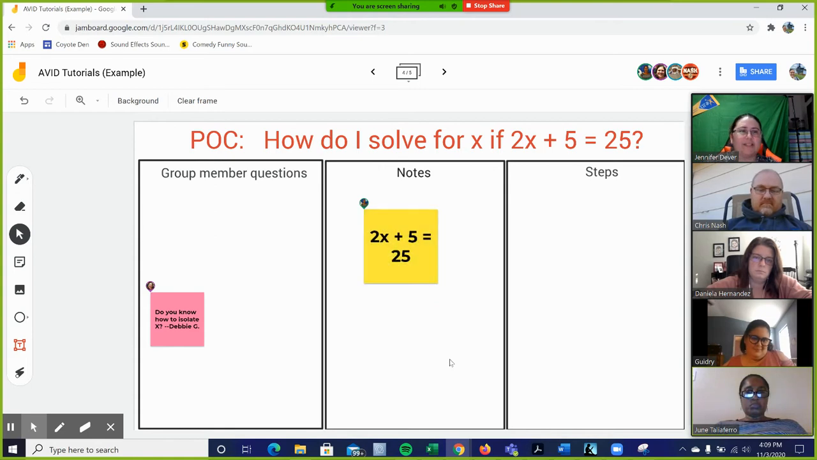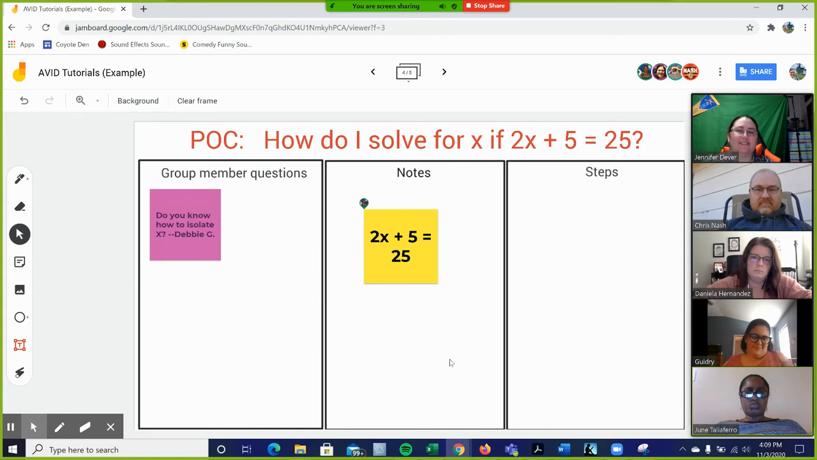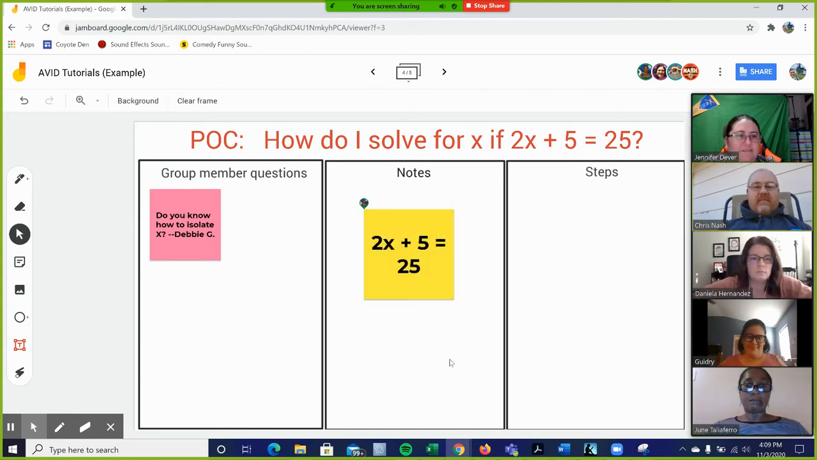And so our group members, as you're posting your stickies, let's go ahead and ask Ms. Talaferro those questions. Ms. Talaferro, my question is, do you know how to isolate x on one side of the equation? No, I do not. Ms. Talaferro, my question is, do you have any notes with you that go along with these types of questions? Yes, I have some notes. Do you have those with you? Yes. Okay.